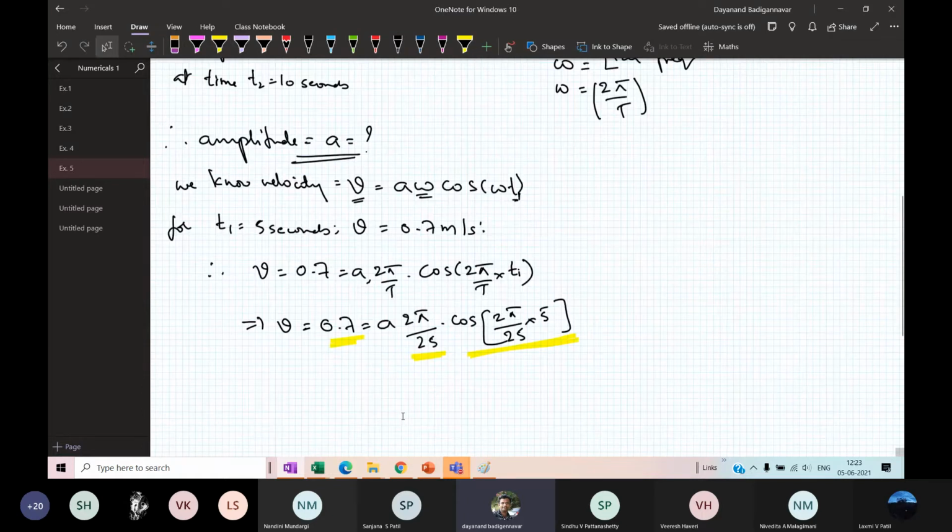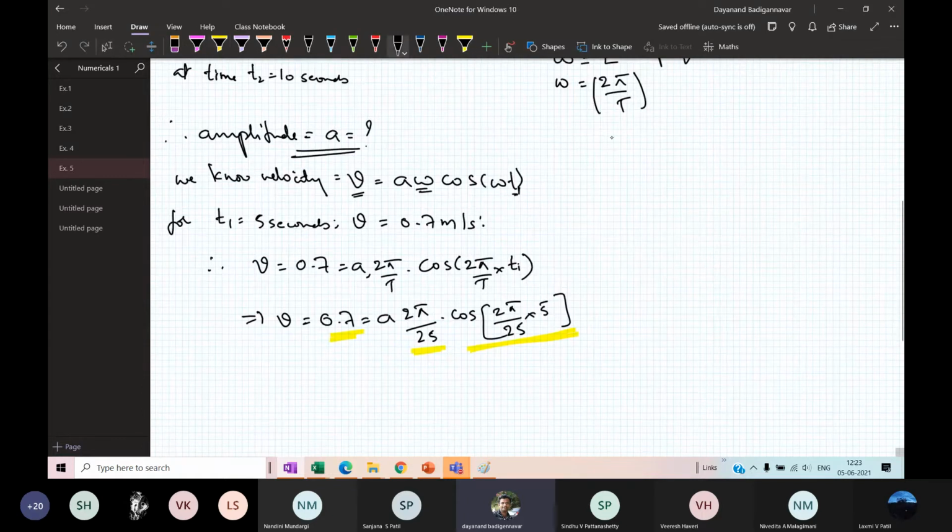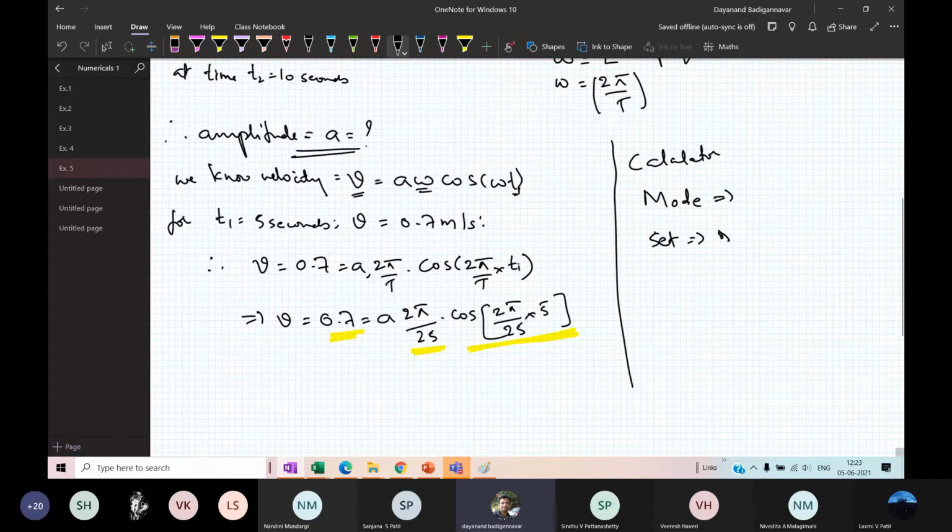Now, there is one adjustment in the calculator. Before you do the calculation, you go to your calculator. In the calculator, there is a button called mode. In the mode, you set the setting for radians. Then you will only get the right answer.